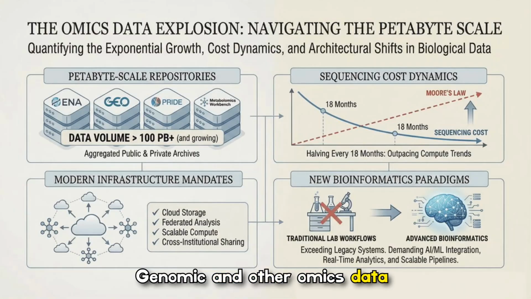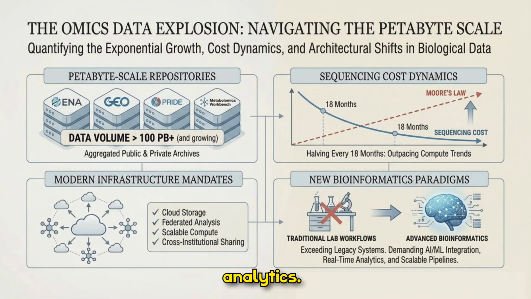Genomic and other omics data have exploded into petabyte-scale archives, driven by rapidly falling sequencing costs and new infrastructure needs. Public and private repositories now hold enormous volumes, forcing a shift to cloud storage, federated analysis, and scalable compute, while bioinformatics evolves from legacy lab workflows to AI-integrated, real-time analytics.